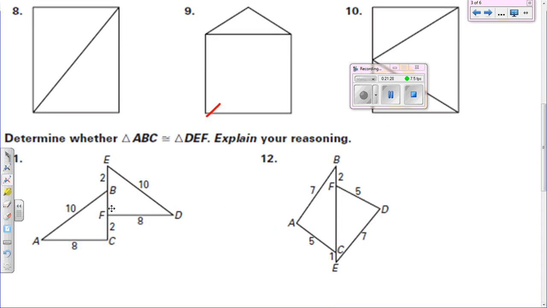Number 11. AB is 10. DE is 10. AC, same as DF. And EB and BC, EB and FC are the same, and BF is the same. So that would be yes, and side, side, side. Number 12, AB is the same as DE. AC is the same as DF. But then BE, or BC is not the same as FE. And the whole reason is this one's got 2 on the end, this one's got 1.